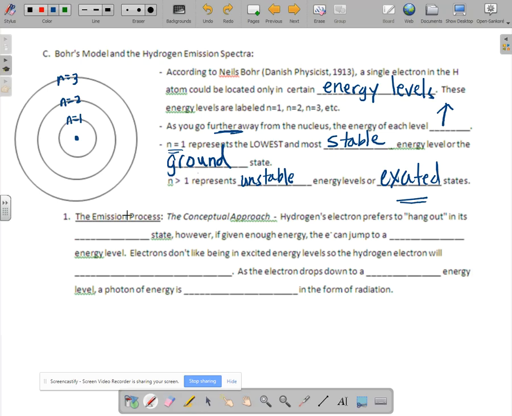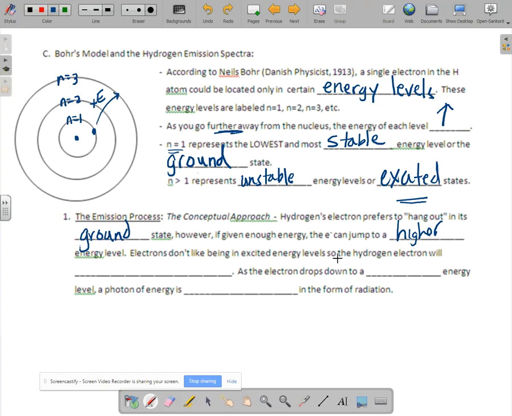Okay? So here's a worded description of how we create the line spectra of the flame test. Hydrogen's electrons prefer to hang out in their ground state. However, if given enough energy, the electron can jump to a higher energy level. So here's my electron, it can jump to a higher energy level. And by the way, you'd have to put in energy to excite the electron, either with fire for the flame tests or electricity.